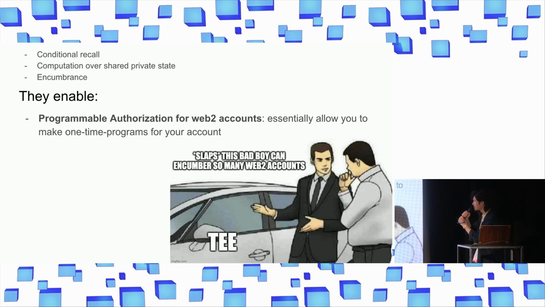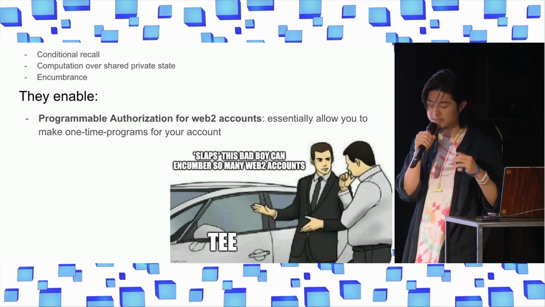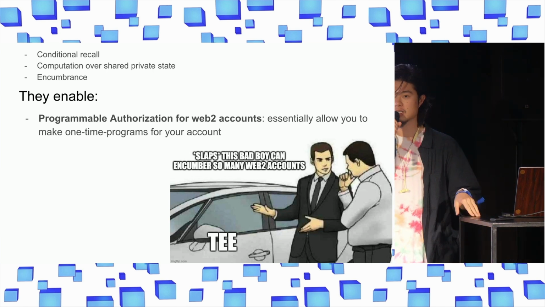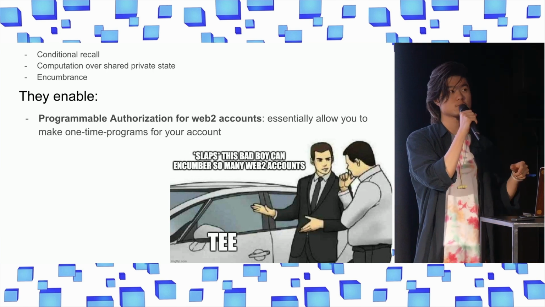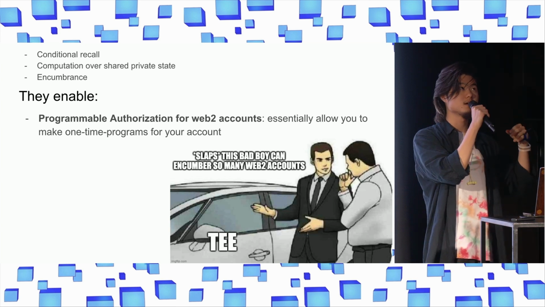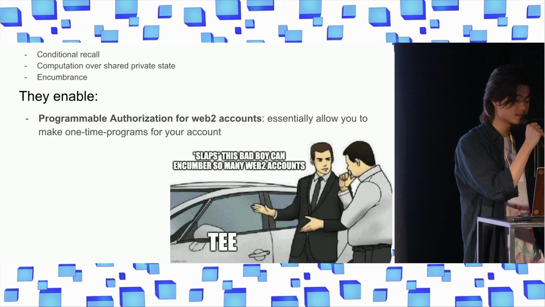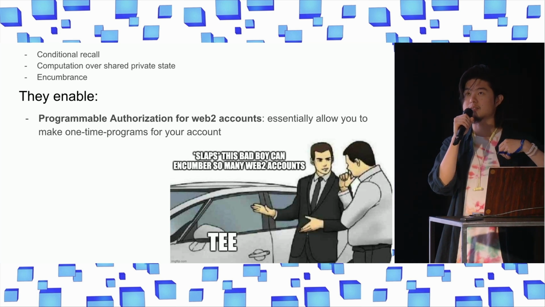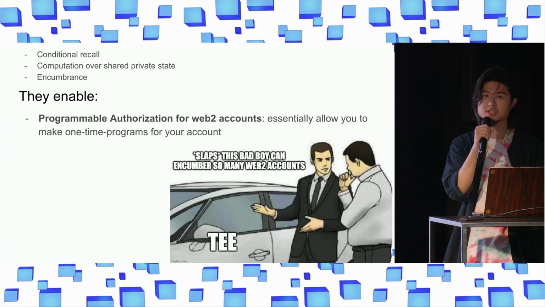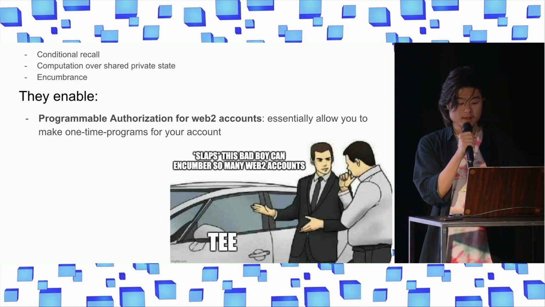Okay, so using those three properties, what is the application we enabled? On a high level, it's programmable authorization for Web2 accounts. Essentially, they allow you to make one-time programs for your account, right? So how this can concretely happen is that you let the user log into some Web2 account, and then inside the TE you change the password, or you generate a new secret that controls the user's account, which allows the user to do delegated actions to the agent inside the TE.